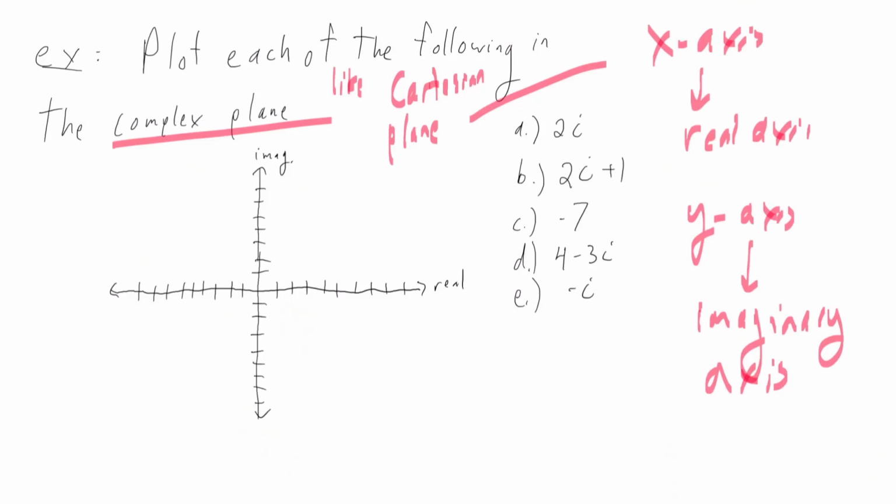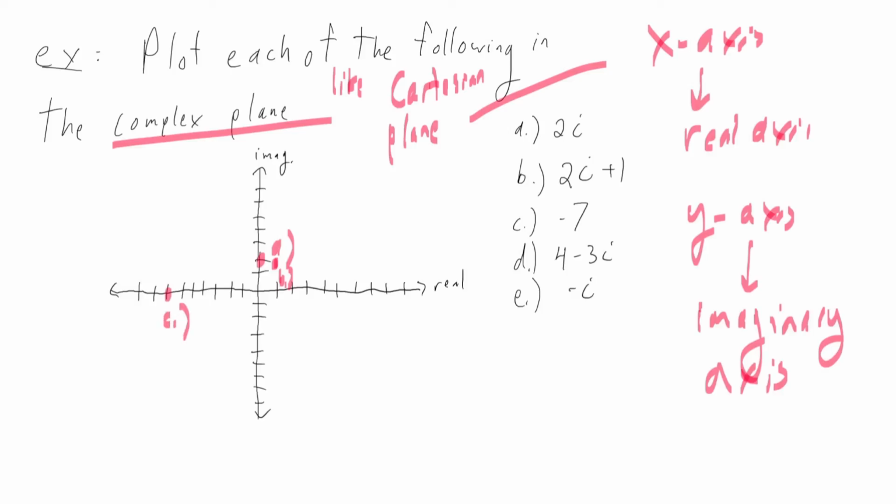So let's look at the first one, 2i. Real part is 0, imaginary part is 2. So it's sitting here. So that's A. B is 2i plus 1. So it is sitting like there. That's B. C is just -7, so 2, 3, 4, 5, 6, 7. It's sitting something like there.